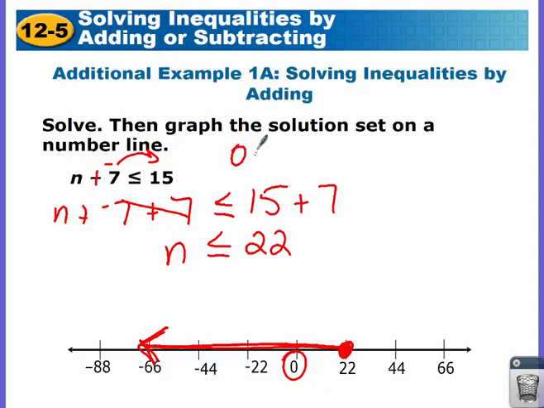0 plus -7, is that less than or equal to 15? Well, 0 plus -7 is just -7. So is -7 less than 15? Yes, it is. So this is a true statement.